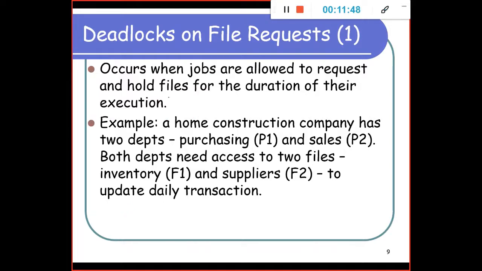Jobs are allowed to request and hold files for the duration of the execution. Example, a home construction company has 2 departments, purchasing P1 and sales P2. Both departments need access to 2 files, which are inventory F1 and suppliers F2.